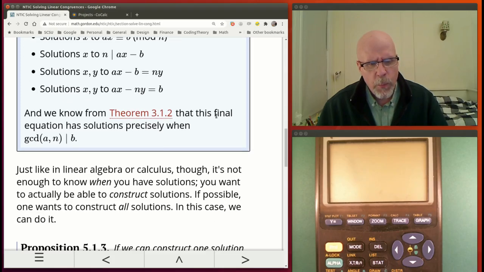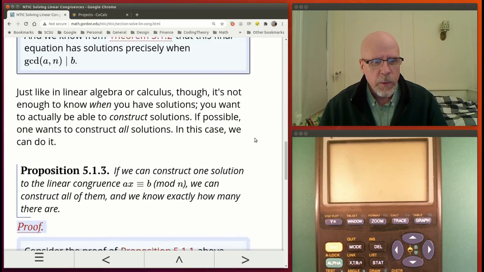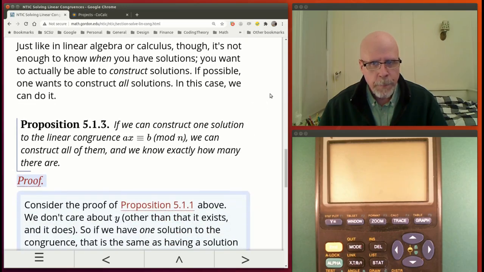So this is good. I'll show you an alternate approach to thinking about solutions to these linear congruences. But let's follow through with the next little piece here. It says, if you can construct one solution to the congruence, then you can construct all of them. And generally there will be multiple solutions. In fact, you know exactly how many there are.